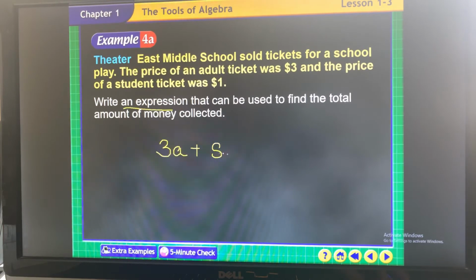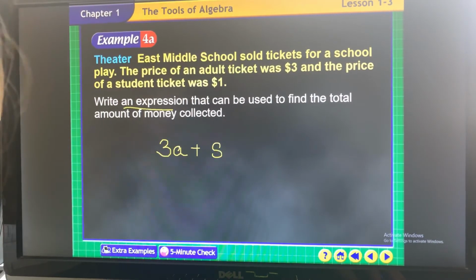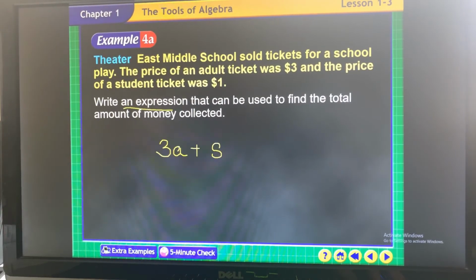I want you to notice a couple things here. First of all, variables are always lowercase. There are certain exceptions to that rule. A lot of times in geometry, we use uppercase letters. But for our purposes, when we're writing algebraic expressions, we will use lowercase letters. Preferably not the letter S because it looks like a 5. But I usually like to make it what I'm talking about.